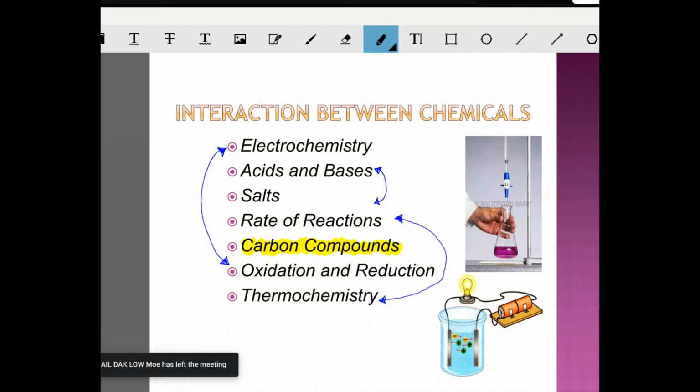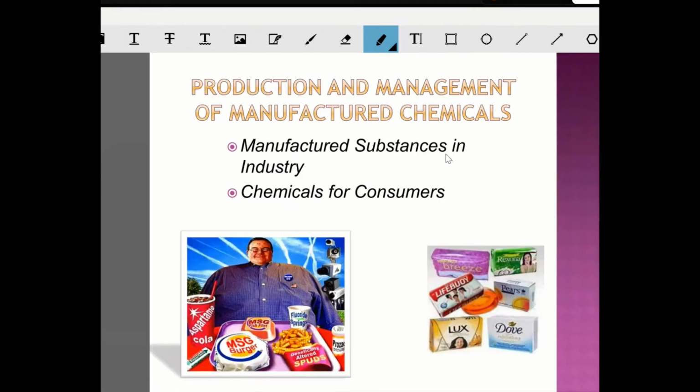And then the last one here, for sure, we would like to come up with a very interesting one: the manufactured substances in industry, and then the chemicals for consumers. So many students will say that, oh, these chapters are just like biology. We need to memorize a lot of things, right? So let's try to see the usage of the substances in industry. Why do they want to study sulfuric acid, why do they want to study ammonia? Because they want to use it to make fertilizer. It benefits the growth of plants. And then try to bring them to normal situations so that they are able to relate it with these two chapters.